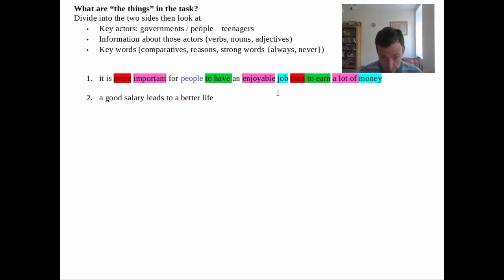In fact, it's exactly the same. Okay, then so the first one's exactly the same as the one we just looked at. However, the second one's quite different. What are the differences? First of all, the actor, it's not about people, it's about a salary.